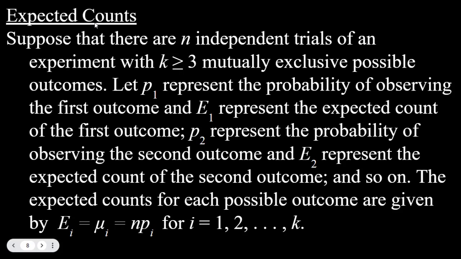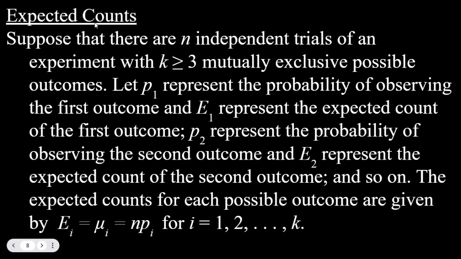Let P sub 1 represent the probability of observing the first outcome, and capital E sub 1 represent the expected count of the first outcome. We're going to see how these things relate in a minute. P sub 2 will represent the probability of observing the second outcome, and E sub 2 will represent the expected count of the second outcome, and so on.